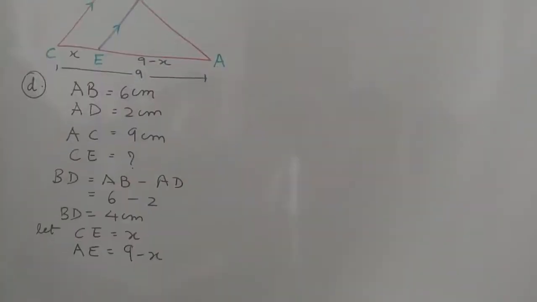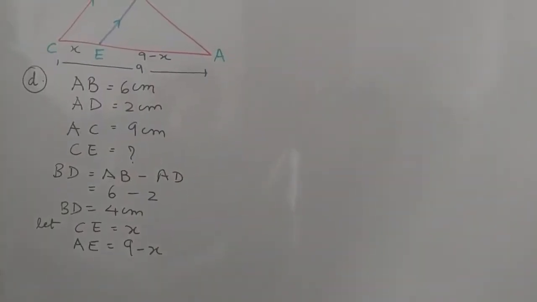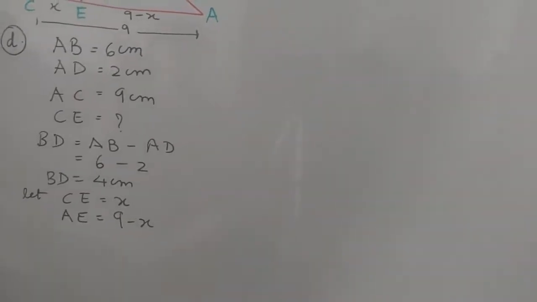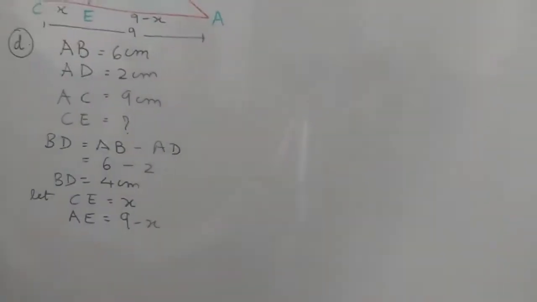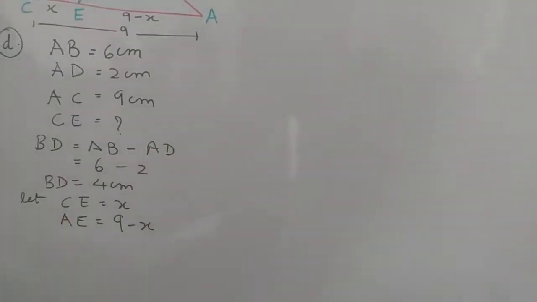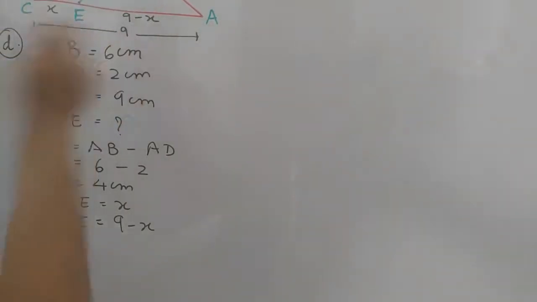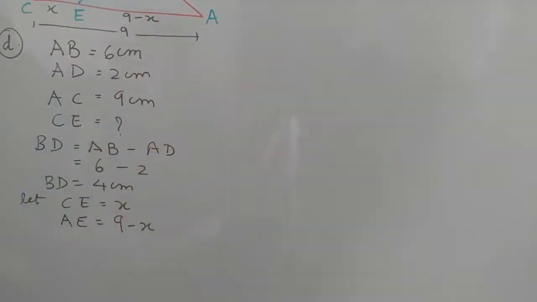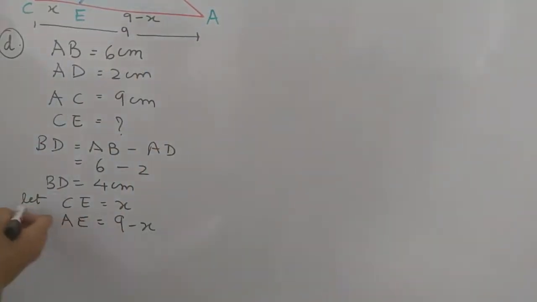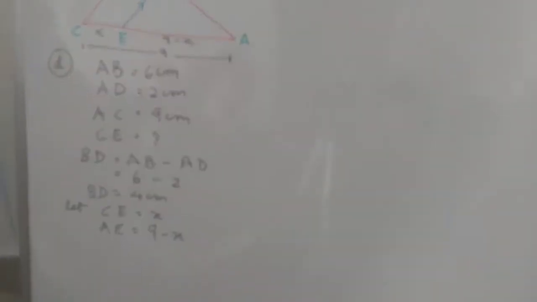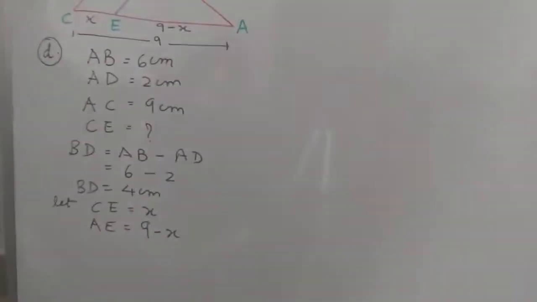Now you see the figure. In the figure AC value is given as 9. So AC, this total downside part, is given as 9 centimeters, and we want to calculate the CE value. For that I take this much part as x and this much will be 9 minus x, then only the sum will be total 9. So I wrote here let CE be equal to x and AE be equal to 9 minus x. You can see in the figure how the partitions are allowed or how you can manage.